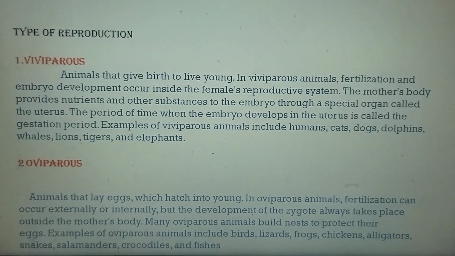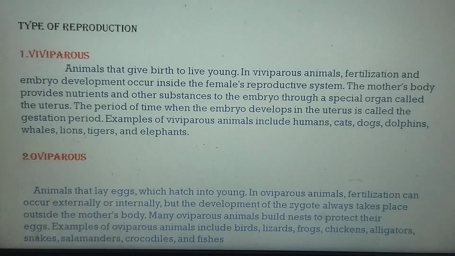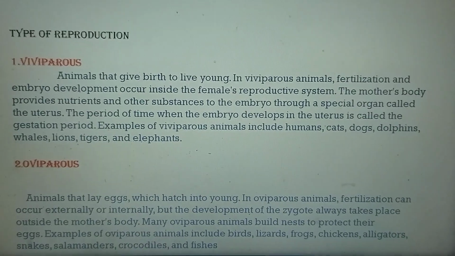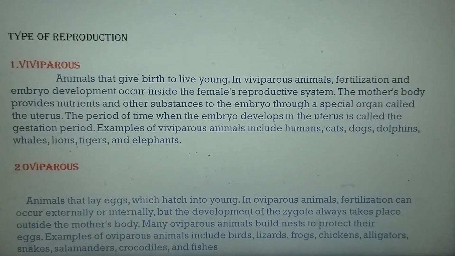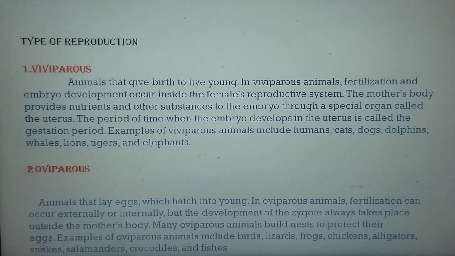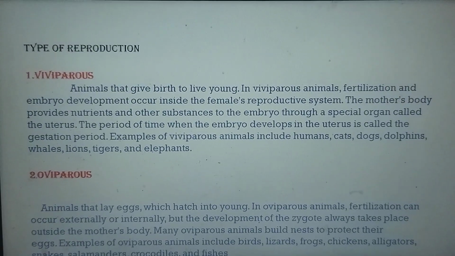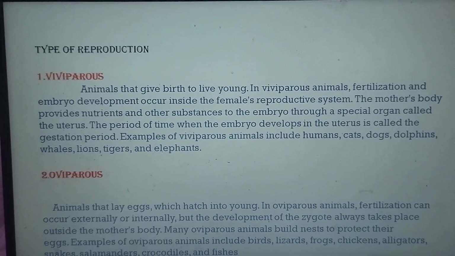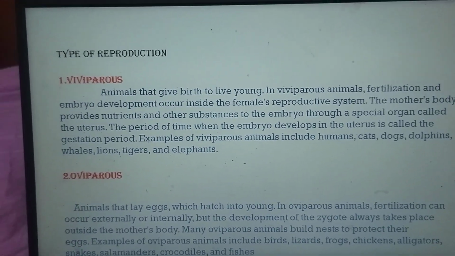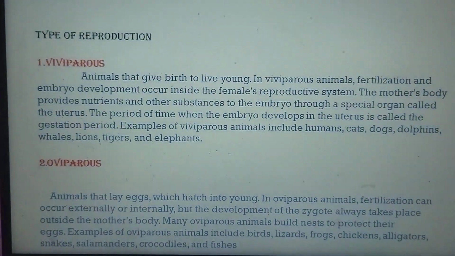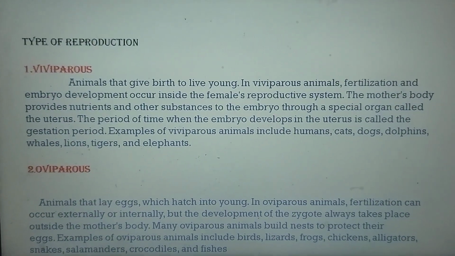First of all, reproduction is of two types. One is viviparous and the other is oviparous. Viviparous animals give birth to live young. Animals which give birth directly are called viviparous. Not only animals, even humans give birth, right? So even humans come under viviparous. Now we'll learn deeply about viviparous, the animals that give birth to live young.